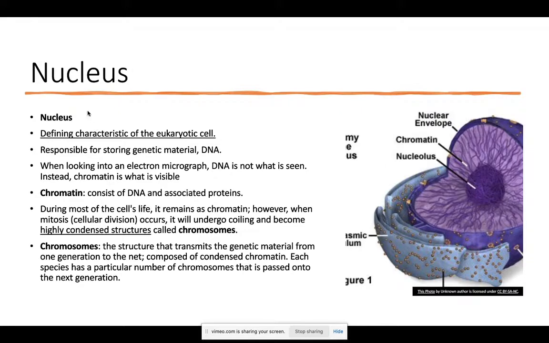But for this slide, the nucleus is a defining feature of eukaryotic cells. It contains genetic material, something called chromatin. Chromatin consists of DNA and associated proteins.